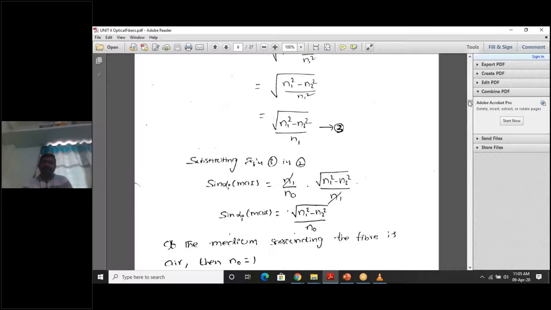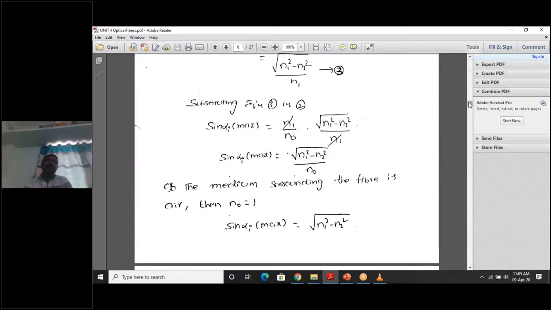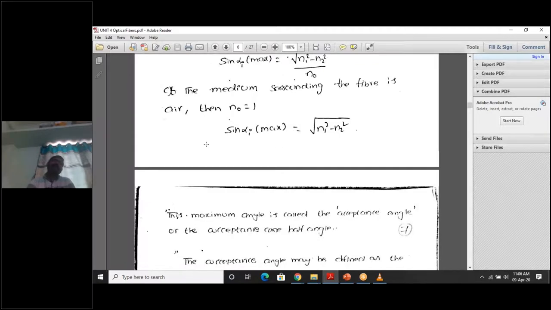So this is the expression for which one? The acceptance angle. But we take a rarer medium, the air medium. We launch the light ray into the denser medium, from what medium? Air medium. So generally the air medium refractive index is equal to 1. By substituting N0 equal to 1, we have the expression sine alpha I max is equal to square root of N1 square minus N2 square, where alpha I max is called the acceptance angle.